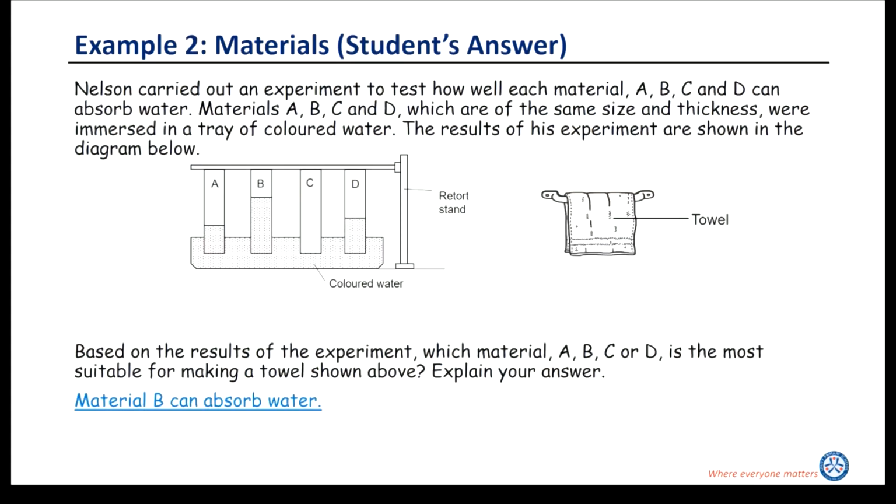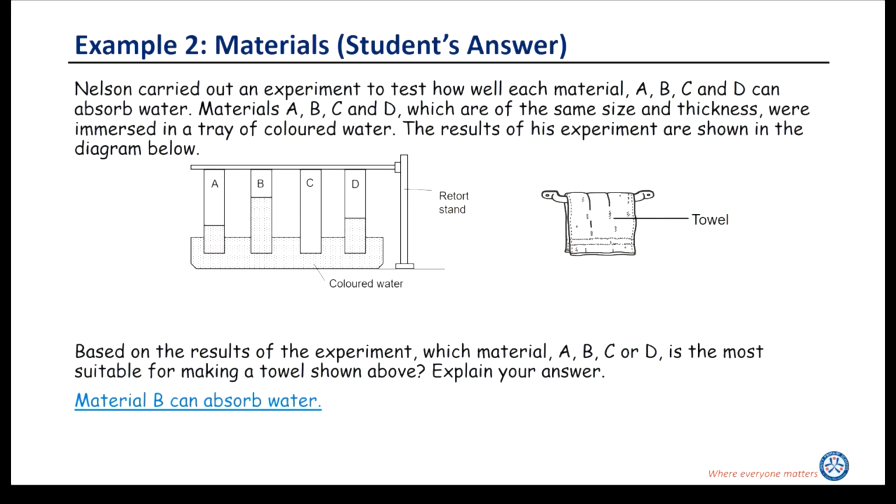Let us look at the second question with the student's answer. Nelson carried out an experiment to test how well each material A, B, C, and D can absorb water. Materials A, B, C, and D, which are of the same size and thickness, were immersed in a tray of colored water. The results of his experiments are shown in the diagram below.